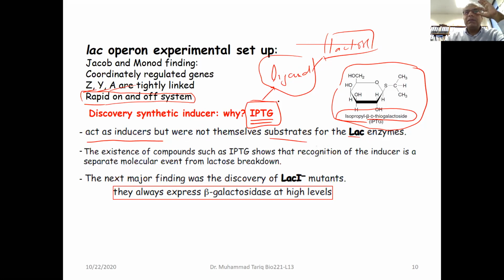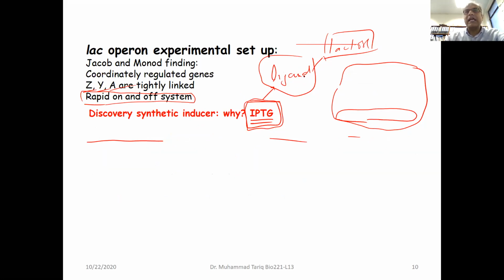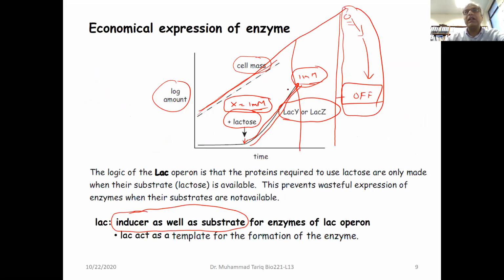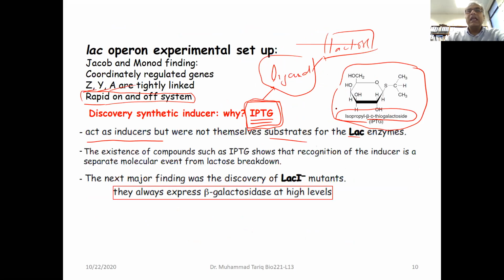So using IPTG, you can switch on the lac operon and study the whole lac operon without worrying about the concentration dependence, where it goes off and the genes are switched off again.